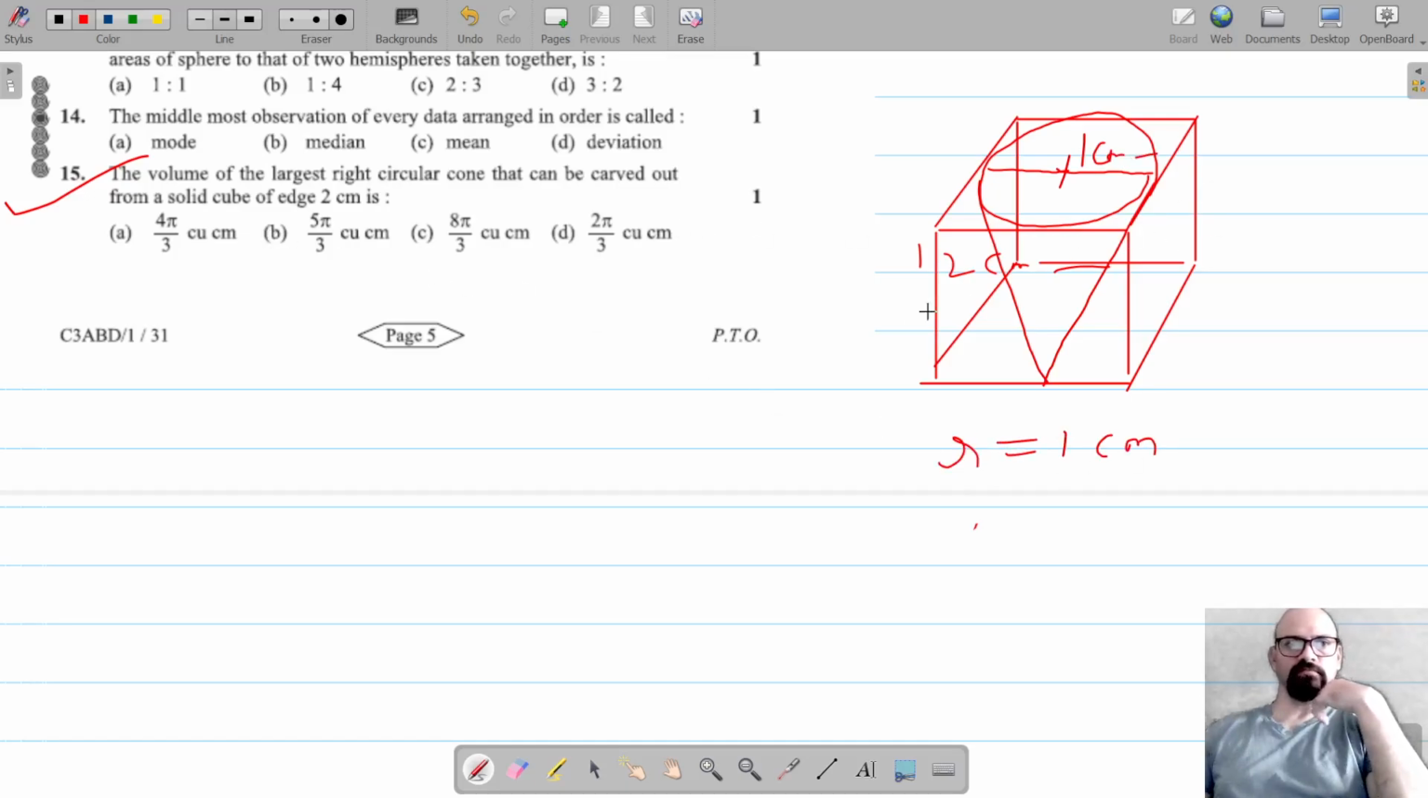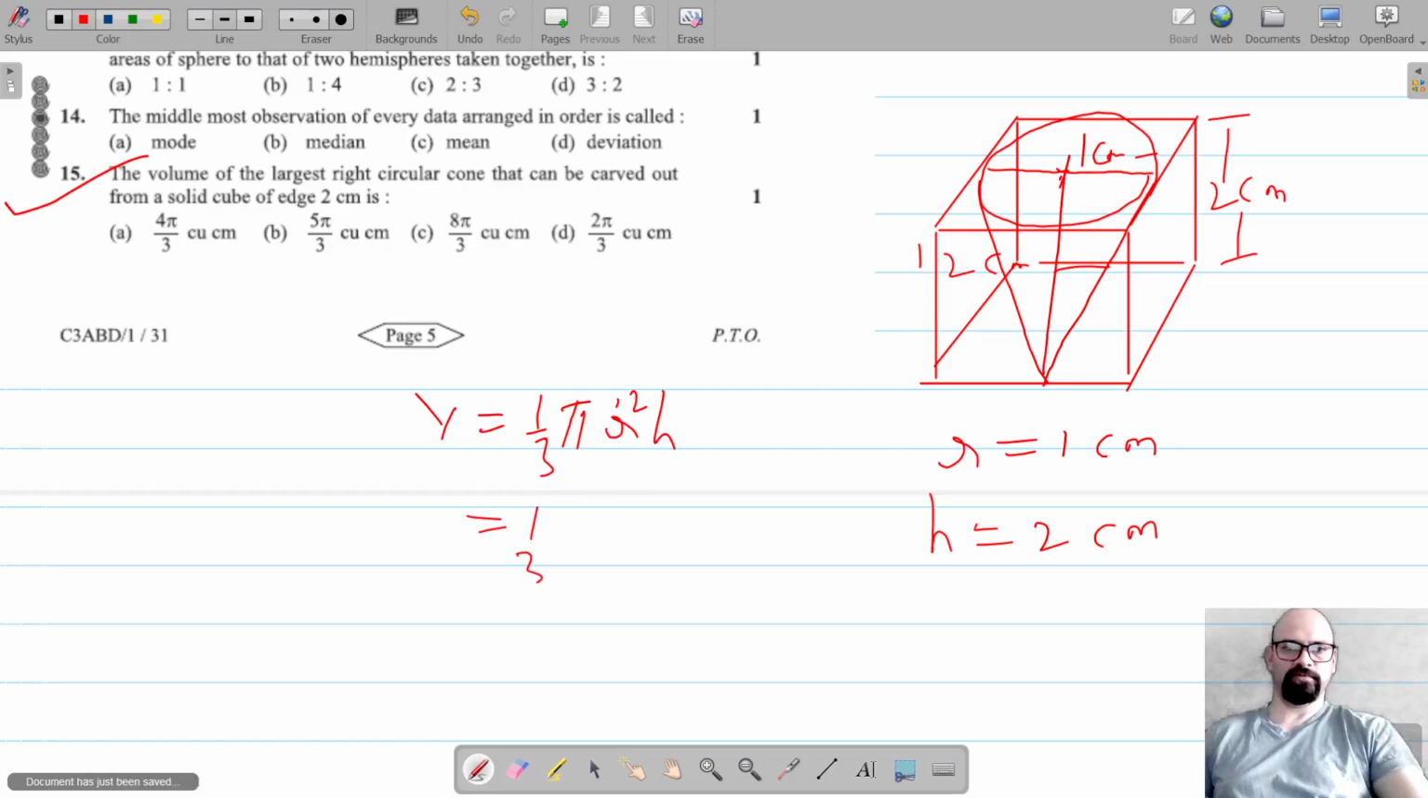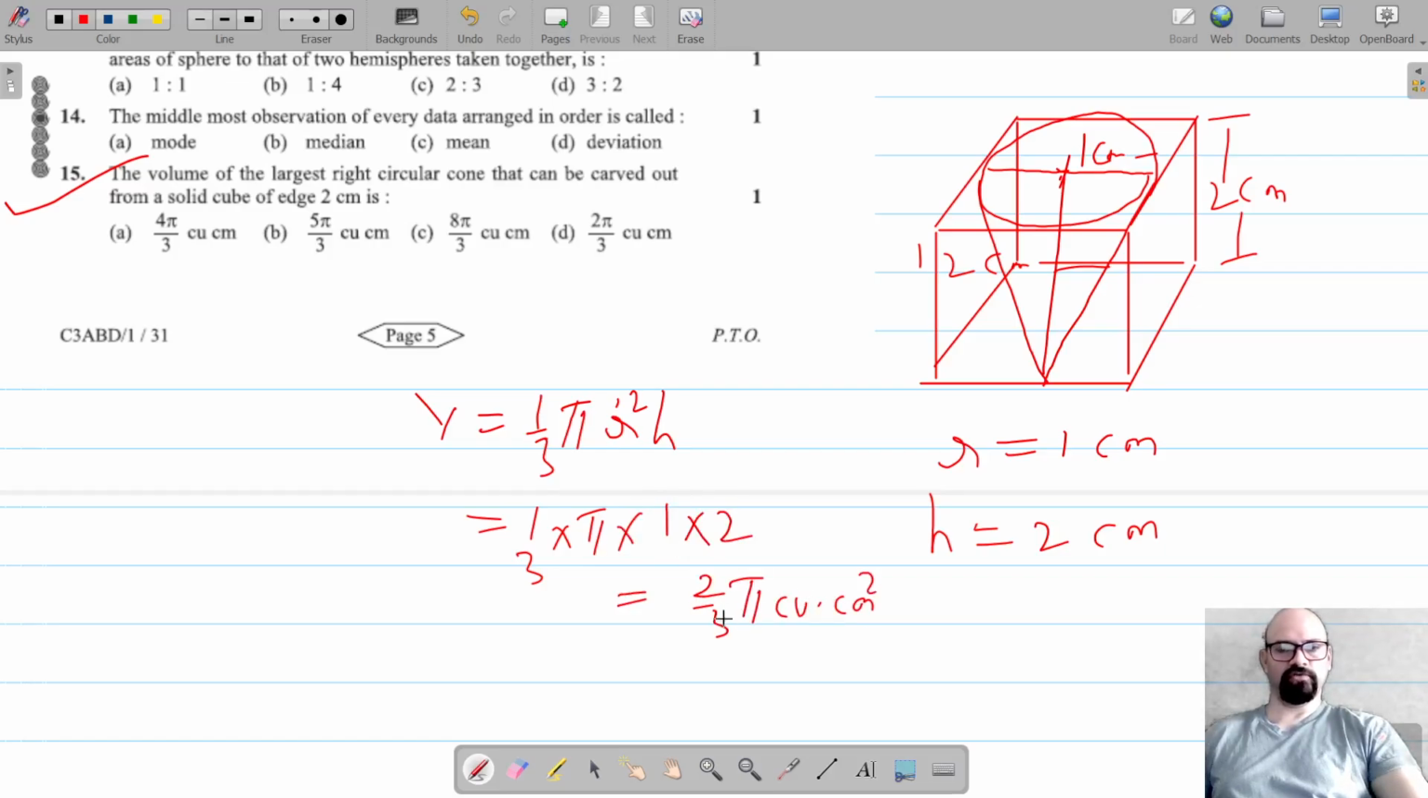And we have to find the volume. Now the height of this cone would also be the edge, so the height of the cone is 2 cm. We know the volume is given by 1 by 3 pi r square h. Let's put in the respective values. This is 1 by 3 pi into r is 1, square is 1, height is 2. So this is 2 by 3 pi cubic centimeter, that is option D.